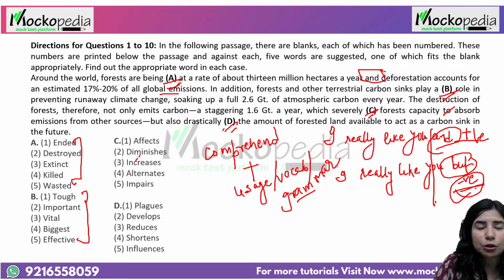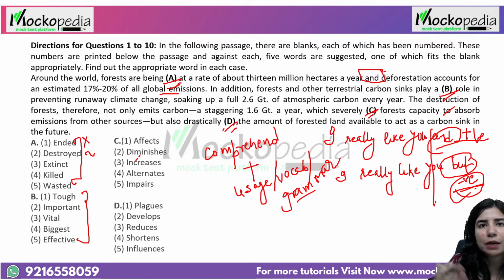So now we are able to infer that the forests are being cut. So let's quickly see. Let's first eliminate. I'm sure by now you must have seen so many of my videos and you must have realized that I'm a strong believer of the process of elimination. So "ended" means it has come to an end. I mean, it is not that forests have stopped existing. So ended will not be the word. Destroyed, yes, being cut, so it matches with our predicted answer.